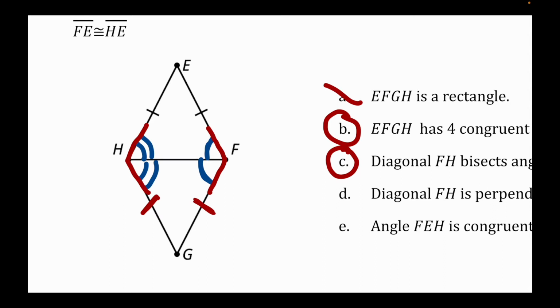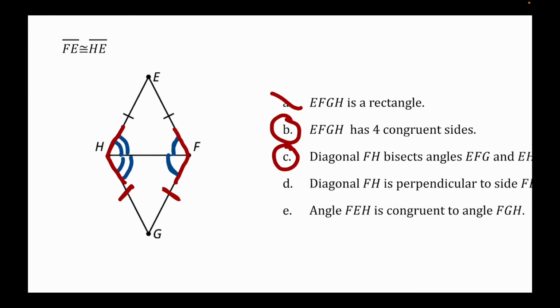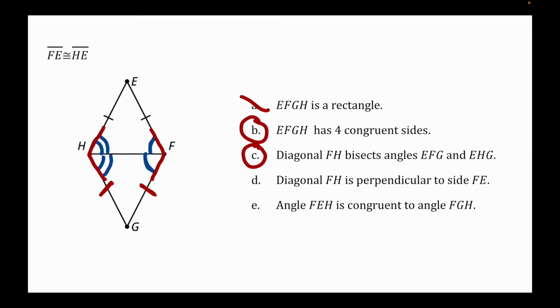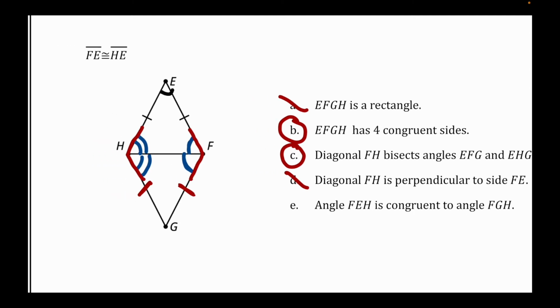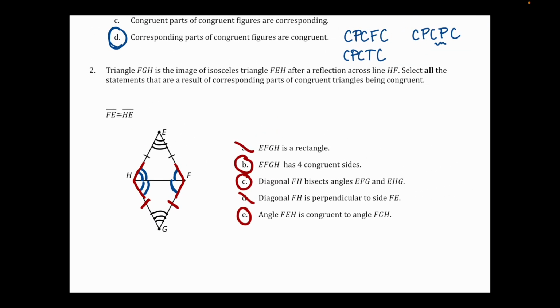And then what else do we have? They say diagonal FH is perpendicular to side FE. Well, side FE is right here, and we do not know that this is perpendicular, so that's not one we're going to choose. And then they said angle FEH is congruent to angle FGH, and that is also going to be true. I'm going to put 3 lines on this one, because E, when reflected across, is going to land at G, so we know that angle needs to be congruent to the one across. So yes, this one works also. So B, C, and E are all correct.